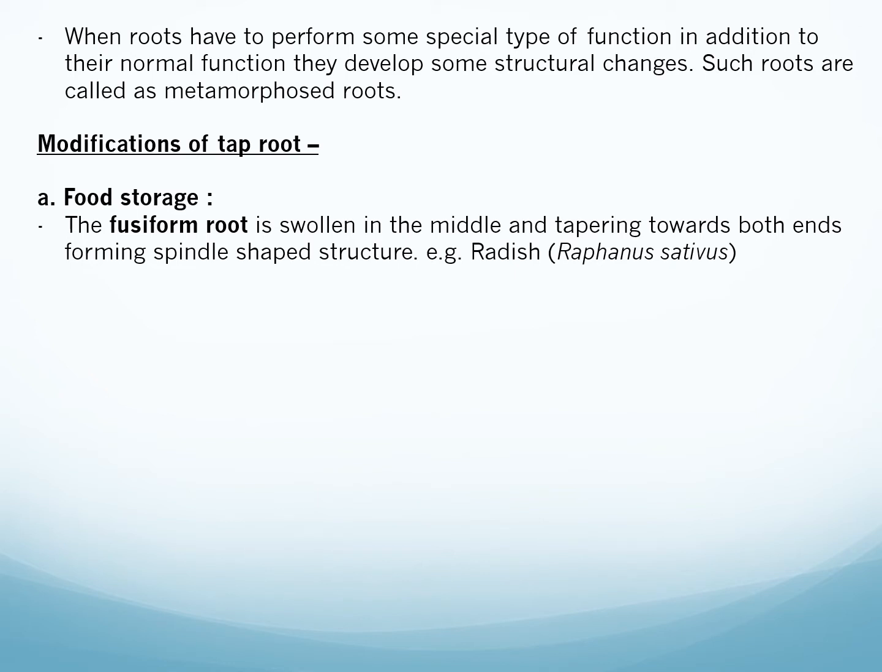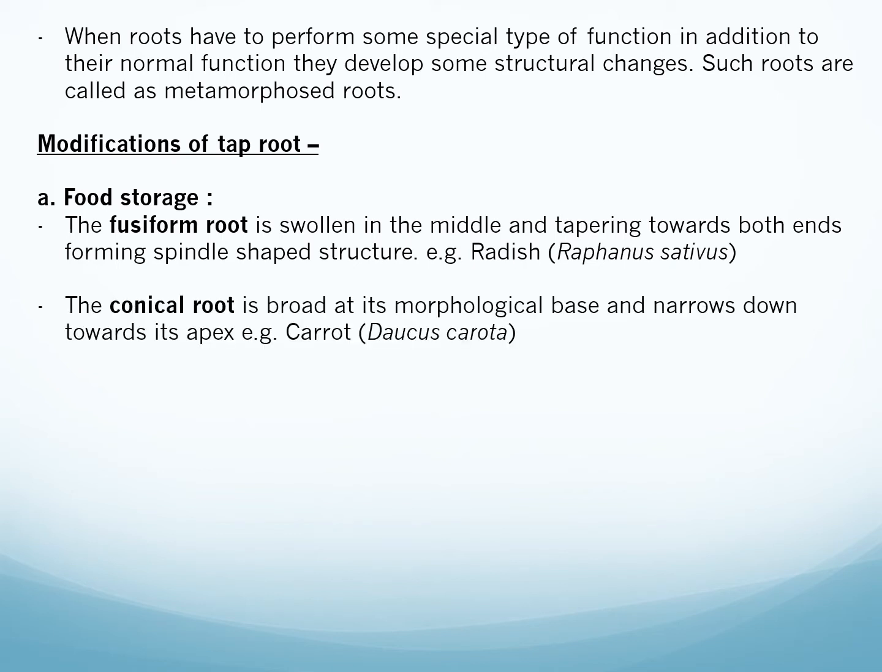First, food storage. The fusiform root is swollen in the middle and tapering towards both ends, forming spindle-shaped structure. For example, radish. And the binomial name of radish is Raphanus sativus. So what is a fusiform root? This root is swollen in the middle and it is tapering at both the ends. So such type of root is called as fusiform root, and the root is modified for food storage.